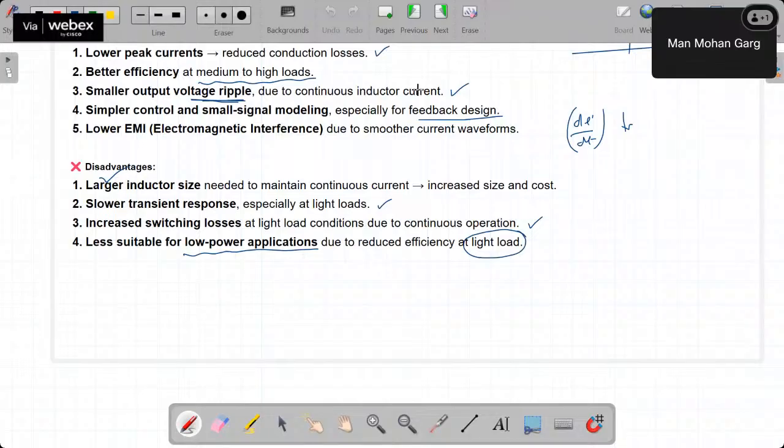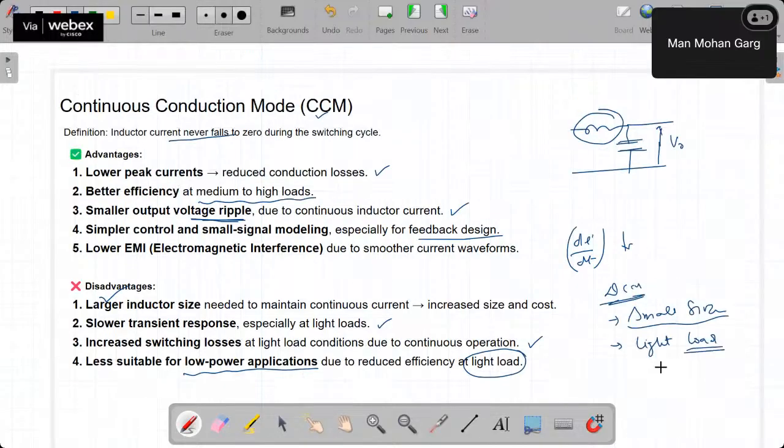So this is basically the comparison between DCM and CCM. Inductor current, if we talk about, it never falls to zero in CCM. In DCM, it falls to zero. Inductor size is obviously larger in CCM, smaller in DCM. Peak current will be low in CCM. In DCM, it is high. Efficiency at light load, as I said earlier, is lower in CCM but higher in DCM.